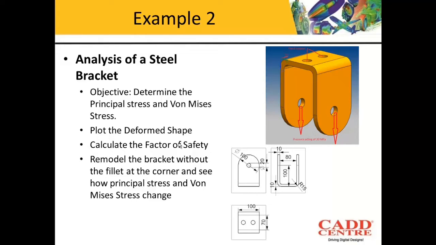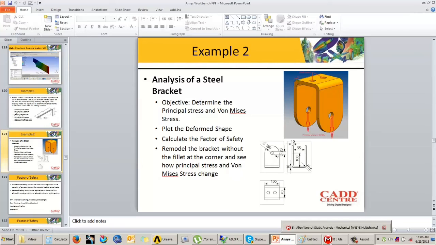So once the boundary conditions have been applied, you need to check the deformed shape of the model. We have to calculate the factor of safety, and then we also have to remodel the bracket without these fillets, and we have to see what is the change in the principal stress and the von Mises stress. Okay, so the first thing that we are going to do is create this model, and then we will perform the analysis. So let us go to the software.